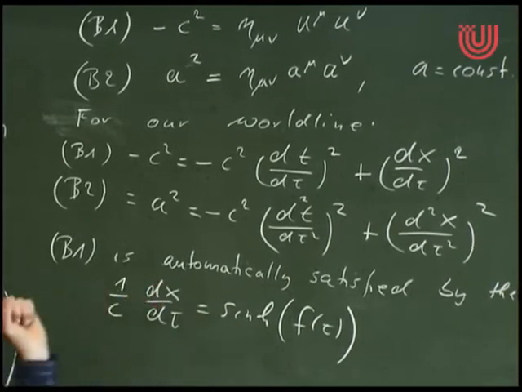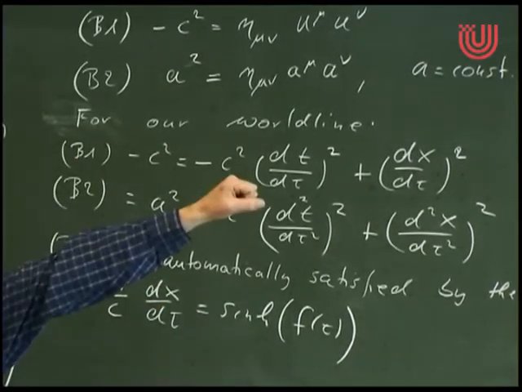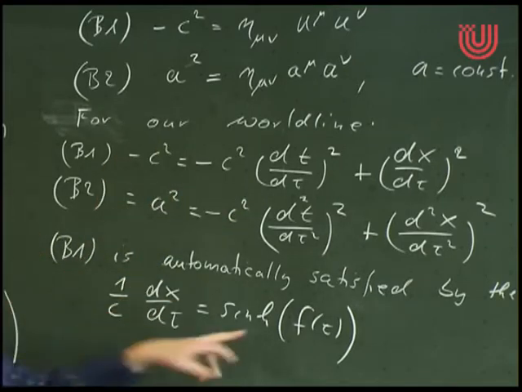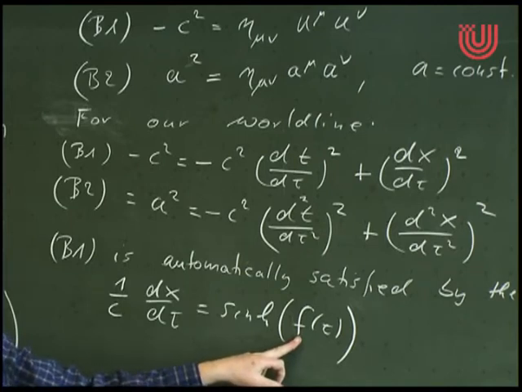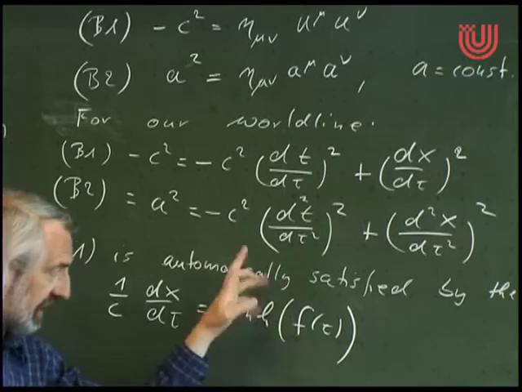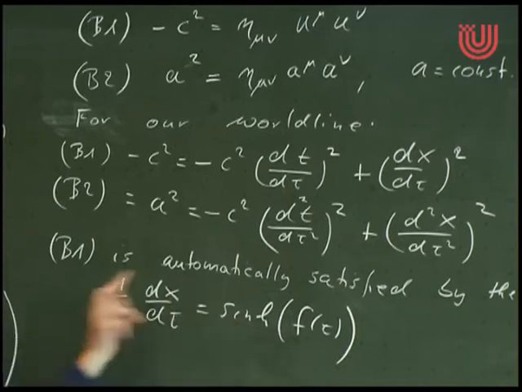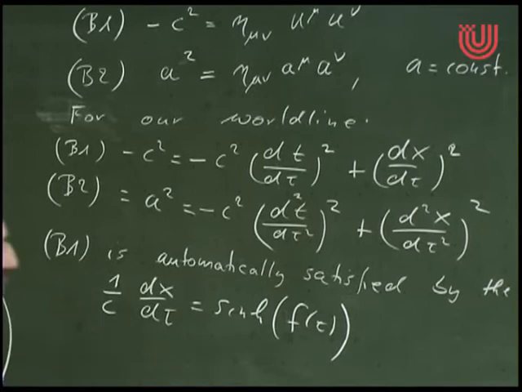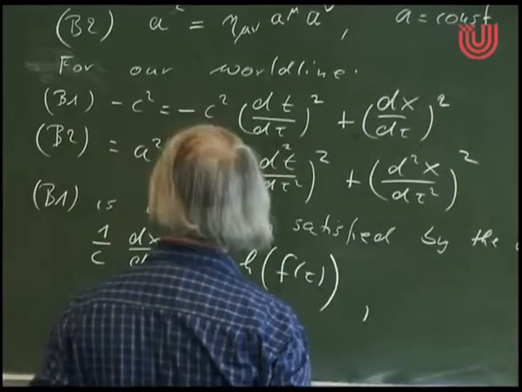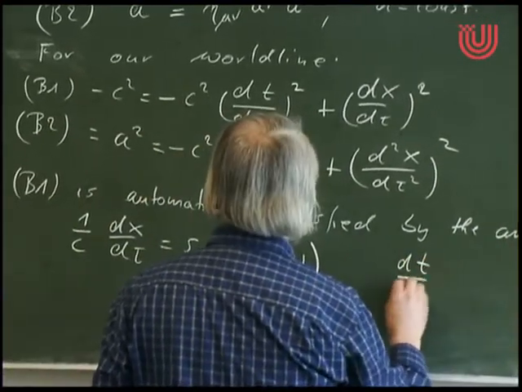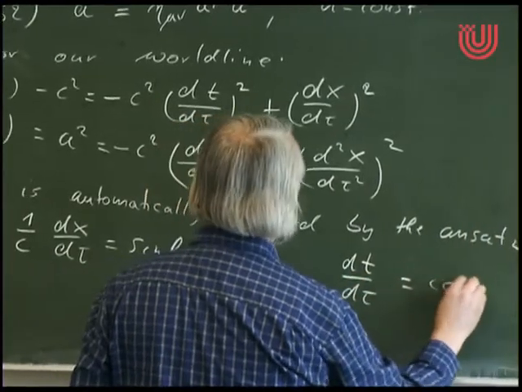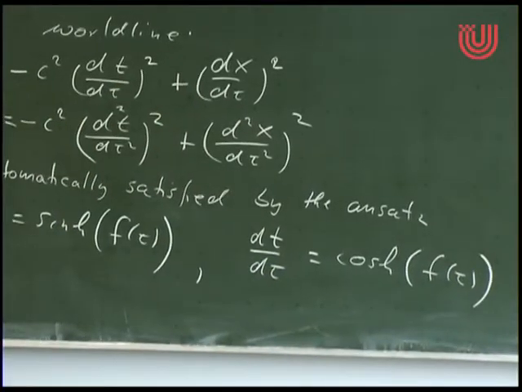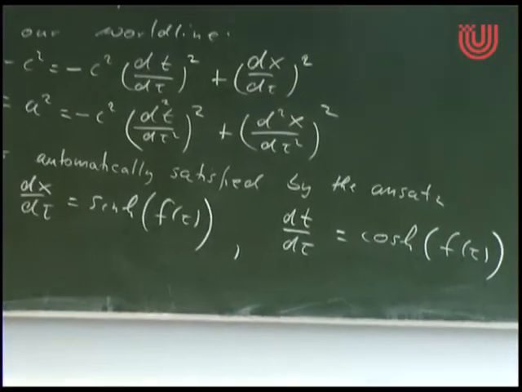Sinh is a function which is monotonic on the interval from minus infinity to plus infinity, so it doesn't restrict this expression in any way, as long as I make no particular assumptions about it. As long as I say this is any f, which at the moment I don't know, this is just a universal substitution, which I can always do. And if I have done this, then of course it's clear what the other term does. The other one, dt by d tau, must then be the cosh of the same thing, f of tau. And with this ansatz, I have the first half of my equations already satisfied.